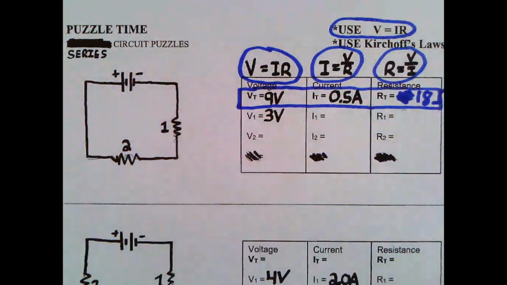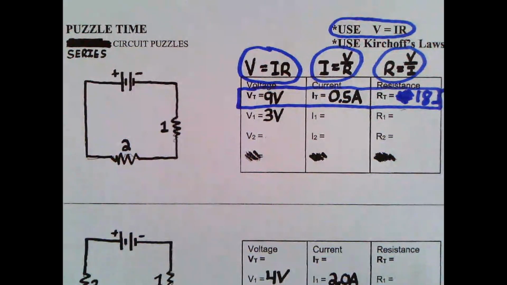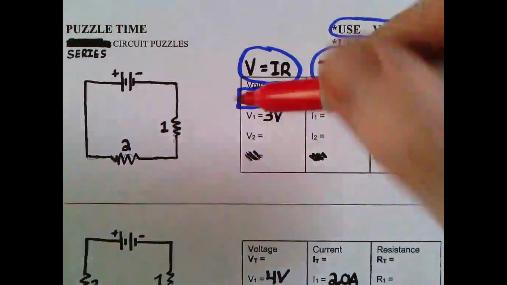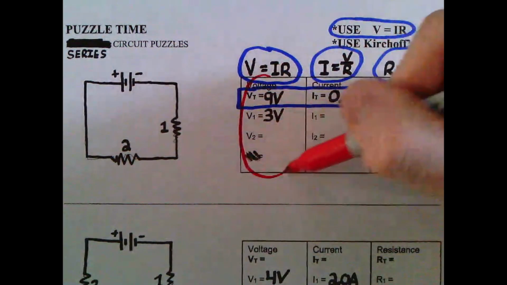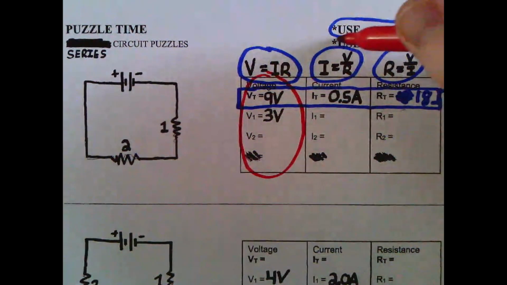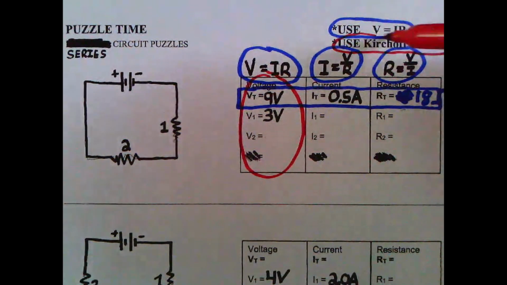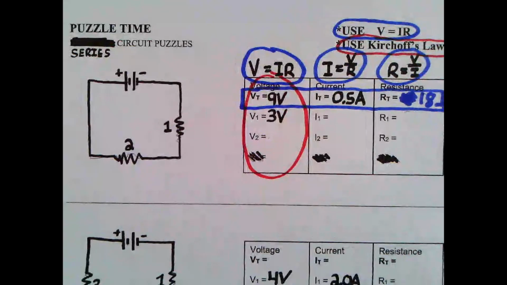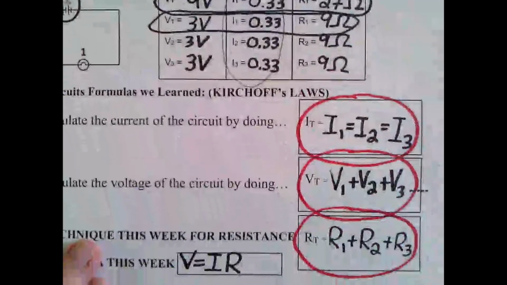Okay, so 18 is your resistance. Then we can use Kirchhoff's laws anytime we need to find out missing pieces this way. As a reminder, Kirchhoff's laws were back here. Kirchhoff's laws are any of these circled in red.